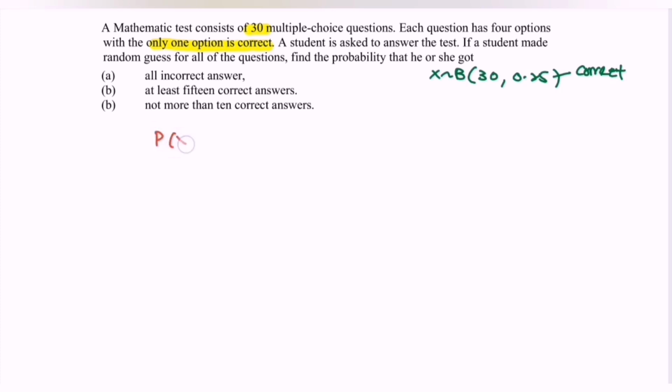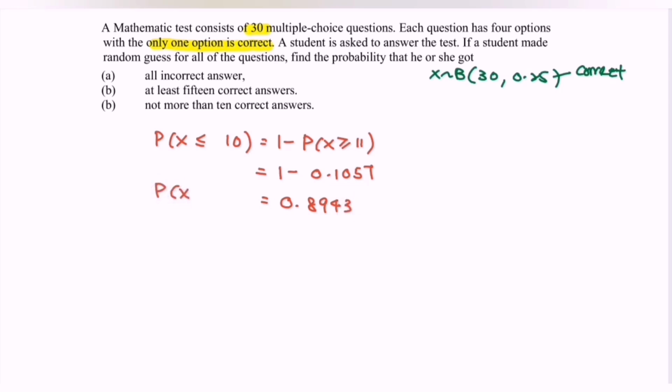For question C, not more than 10 correct answers. So the probability that X is not more than 10, and not more than means equal, so X is less than or equal to 10. By using the table, we have to rewrite the formula. We have 1 minus the probability that X is greater than or equal to 11. By referring to the table of binomial probability, we have 1 minus 0.1057. By referring to the calculator, 0.8943 will be the answer for X less than or equal to 10.